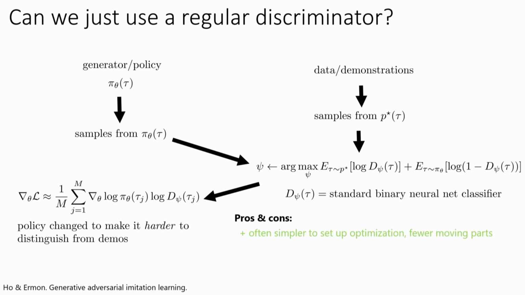So this can often be simpler to set up. There are fewer moving parts. There's no funny ratio thing. There's only a binary discriminator. But the discriminator doesn't know anything at convergence. Only the policy does. So if what you care about is really the policy that you get by matching the intent of the expert, this will give you that. If you care about what the intent actually is, it won't.